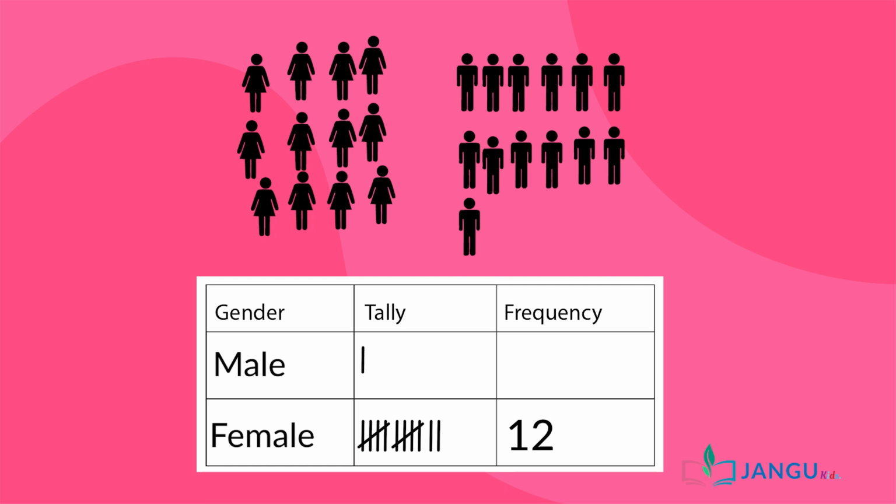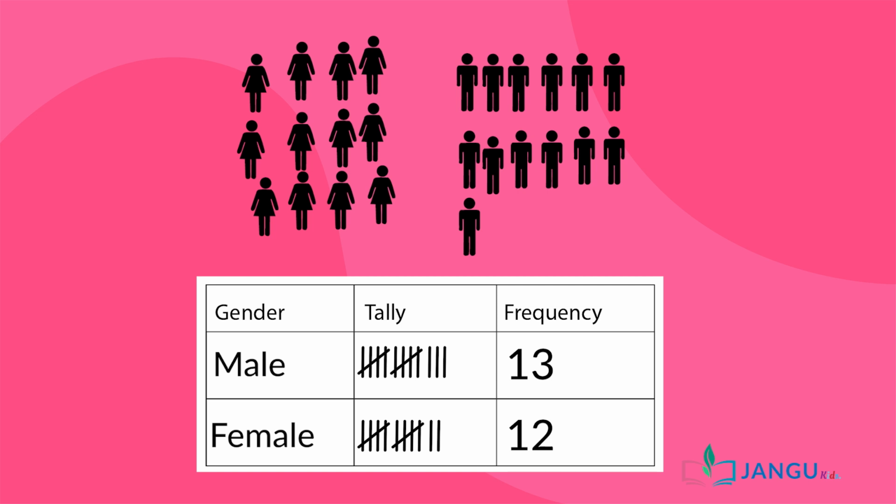Let's do it together. 1, 2, 3, 4. Then we cross the 5th one across and continue counting. 6, 7, 8, 9. And then we cross the 10th one across and continue counting. 11, 12, and lastly 13. There are 13 boys in the class, so we go on to write 13 in the frequency row here.